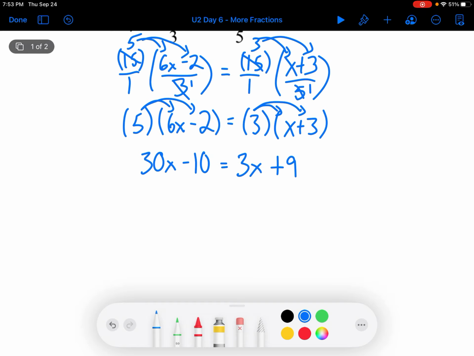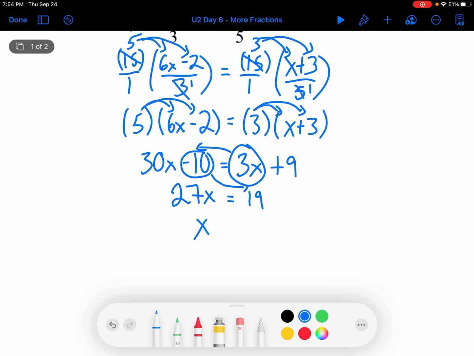Now for this, I need to move all the x's to one side and all the numbers to the other. So I'm going to put the x's on the left. I'm going to minus the 3x over. So 30 minus 3x would give me 27x. This 3x is coming over this way, becoming negative. This 10 is going to come over this way and become positive. So equals 9 plus 10 is 19.